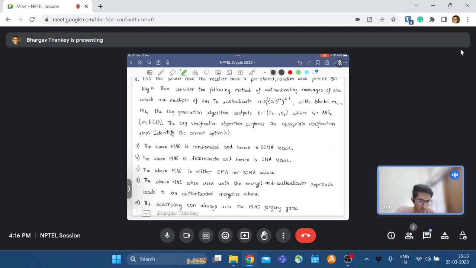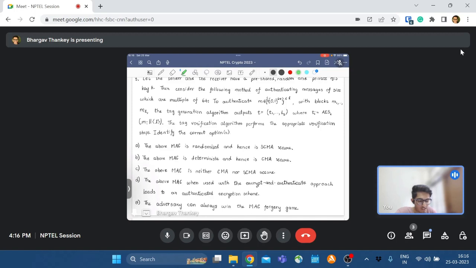Okay, so let's go over all the options. Option A is the above MAC is randomized and hence is SCMA secure. Well, the MAC is not even randomized. So yeah, option A is incorrect. Option B is the above MAC is deterministic and hence is CMA secure. MAC is certainly deterministic, but whether it's CMA secure or not, that remains to be seen.